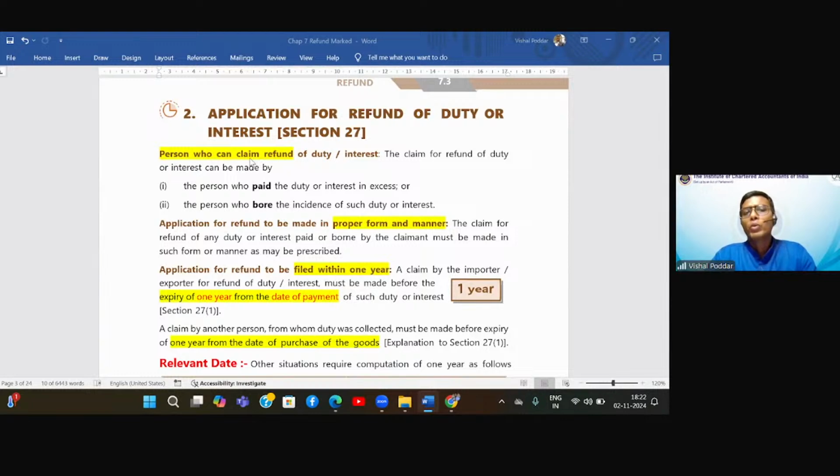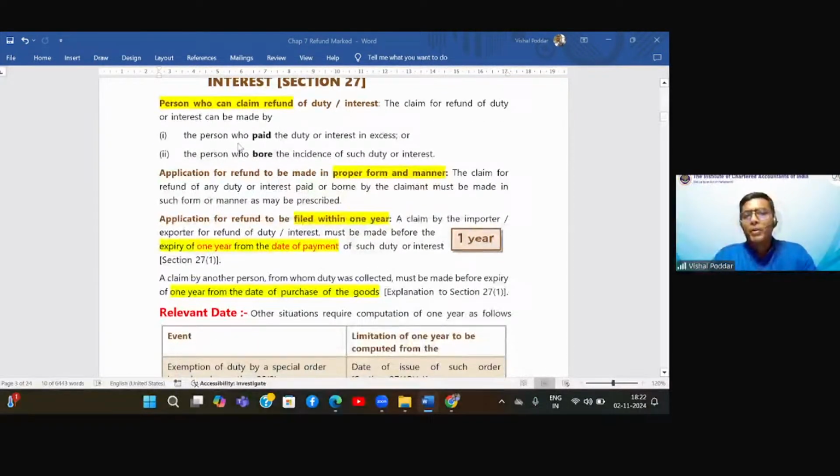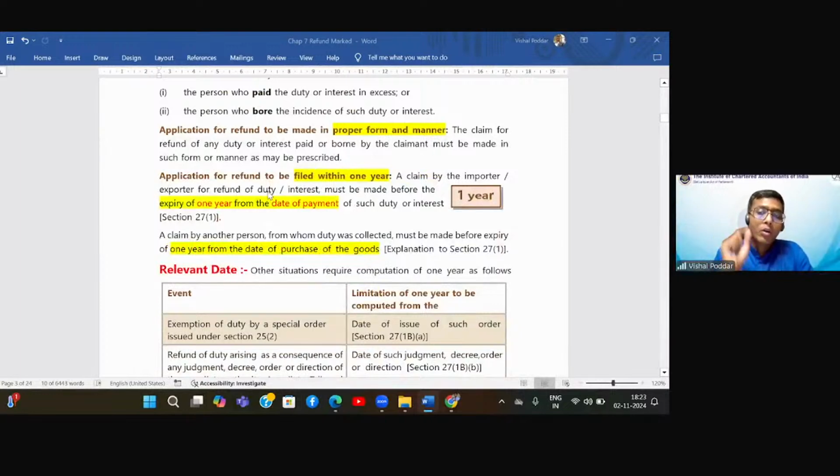So what does it say, person who can claim the refund. The answer is simple: the person who has paid the duty or the person who has borne the incidence. Now, obviously, it is the latter one first. So not only the person who has paid, it is mainly, please pay attention, the person who has borne the duty. That is the person who is eligible to claim the refund, right? Now, how will this happen? Again, I repeat, we are only over here talking about refund of the import or the export duty. Here, we are not talking about the refund of the IGST that you are going to study in detail when you study the GST portion.